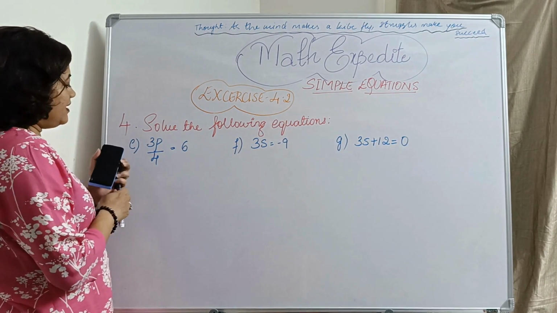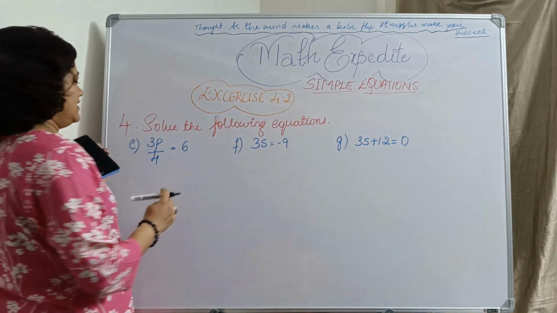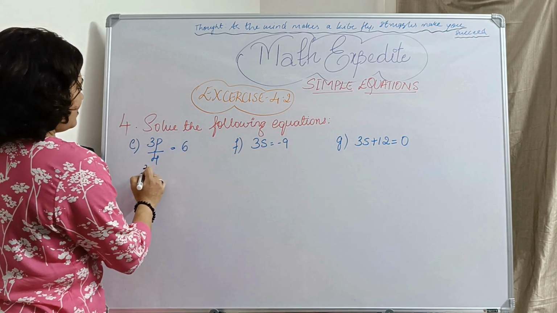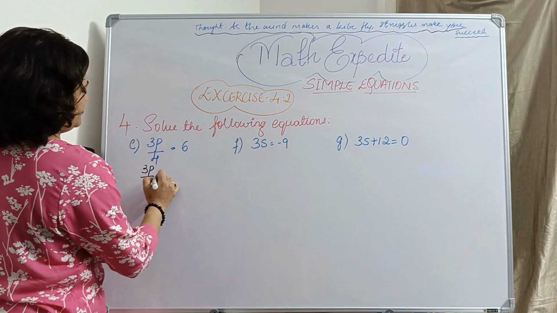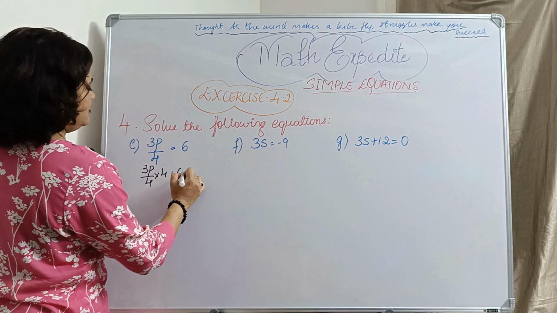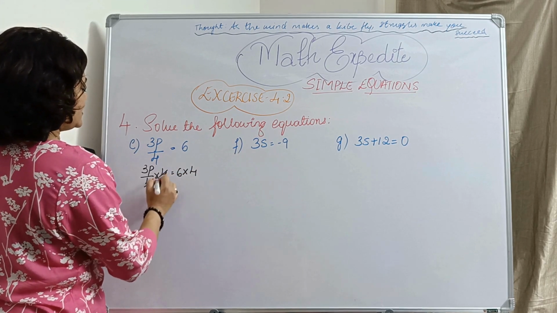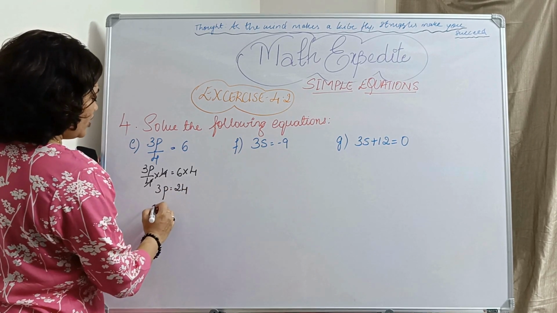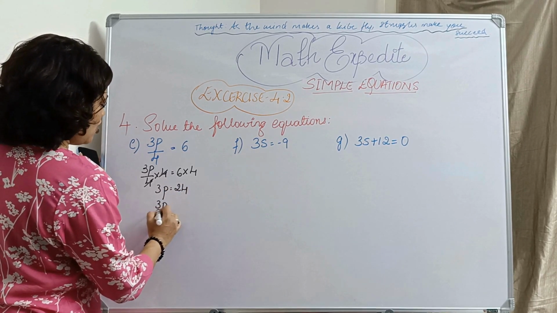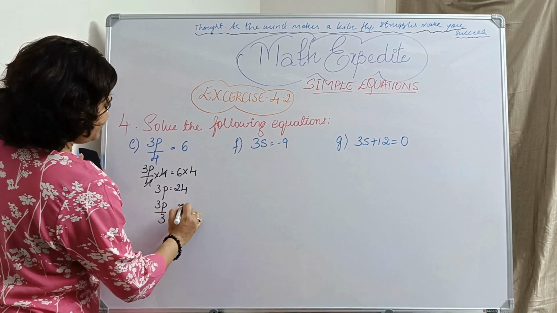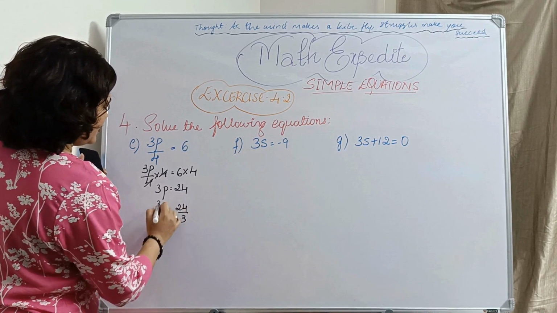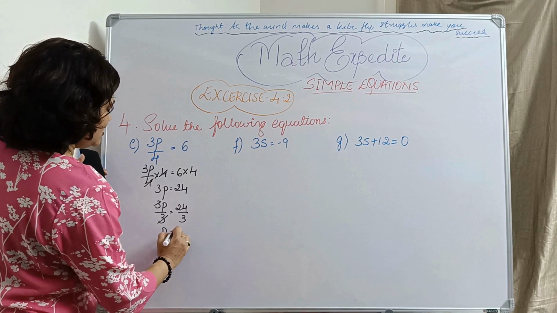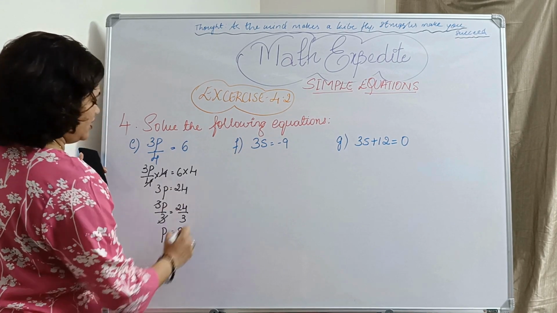Next one, 3p by 4 equals 6. So what we'll do? We'll multiply by 4 first, on both the sides. 4 gets cancelled. 3p equals 24. Now we're going to divide by 3 on both the sides. 3 gets cancelled. p is equal to 8.